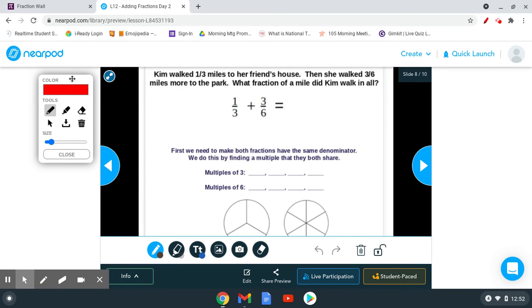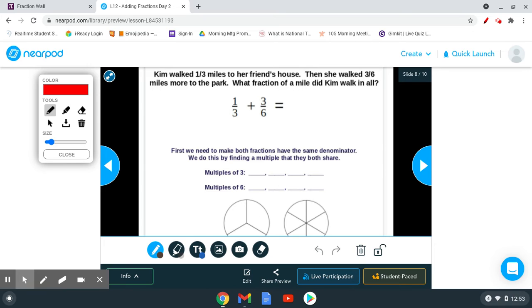So the problem says, Kim walked 1/3 miles to her friend's house. Then she walked 3/6 of a mile more to the park. What fraction of a mile did Kim walk in all? So we know this problem's about Kim. She's doing some walking. First, she walked to her friend's house. Then she walked 3/6 more to the park. And we need to figure out how far she walked in all.